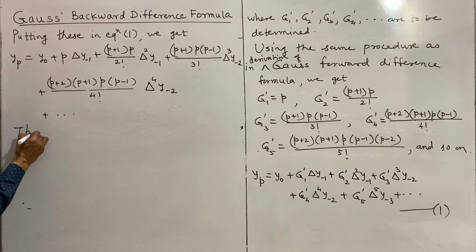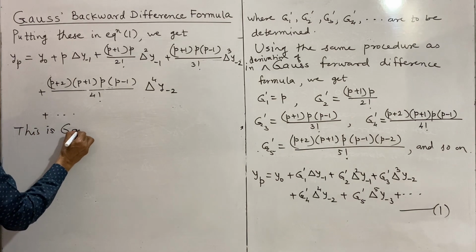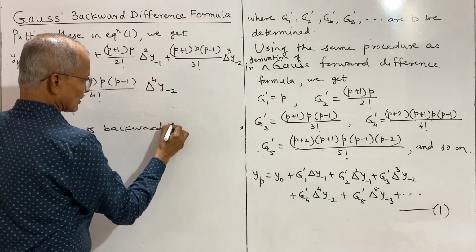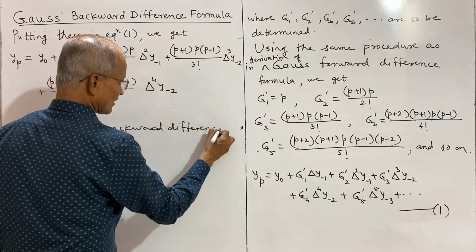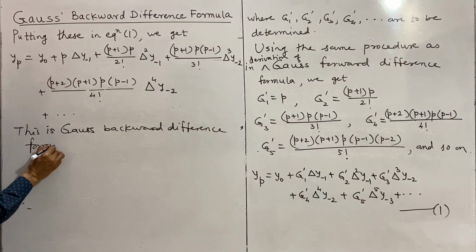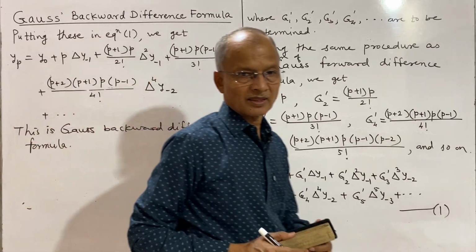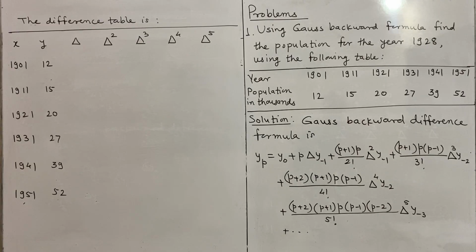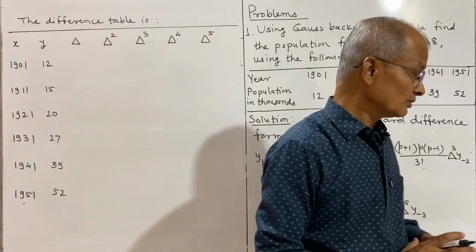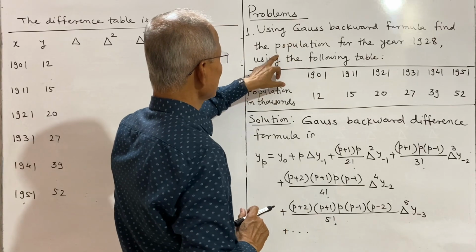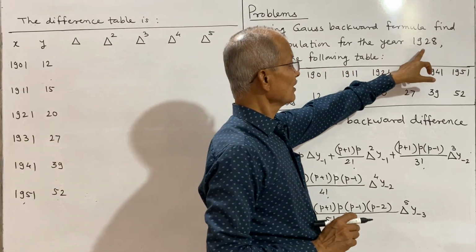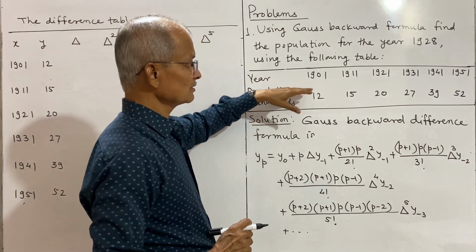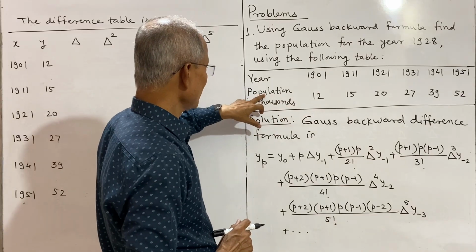So this is Gauss backward difference formula. Now we shall solve a problem on it. So I shall write a problem and then we shall solve it. I have written the first problem here. The problem is: using Gauss backward formula, find the population for the year 1928 using the following table. Here year wise population is given, and the population is in thousands.